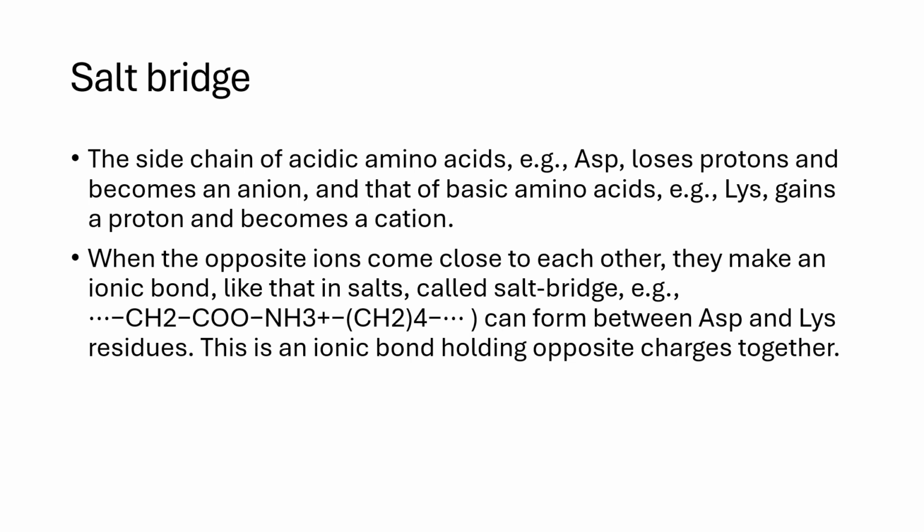The side chain of acidic amino acid asparagine loses protons and becomes an anion. Whenever you lose something, you become an ion. And that of basic amino acids, lysine gains a proton, becomes a cation, right? So when you gain a proton, you become more positive, and that's why you become a cation, because cats have paws, right? You lose a proton, you become an anion. When the opposite ions come close to each other, they make an ionic bond, like that in salt, called salt bridge.